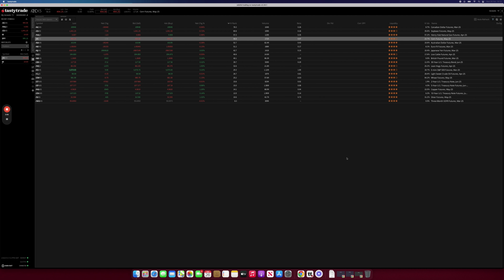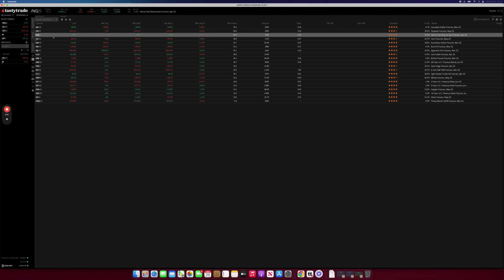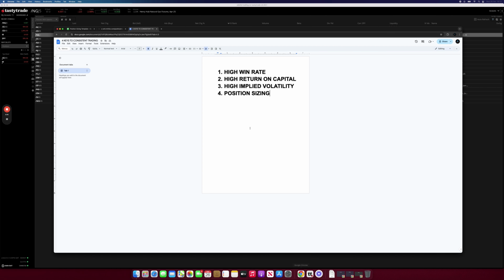And so what we're going to be doing is we're going to be looking at natural gas. Natural gas here has an IV rank of 57.3. It has an absolute IV level of 57.2%. So we should be able to get some nice premium here, and we're always keeping in mind our checklist of high win rate, high return on capital, high implied volatility and position sizing.